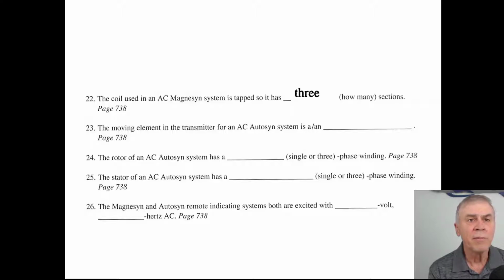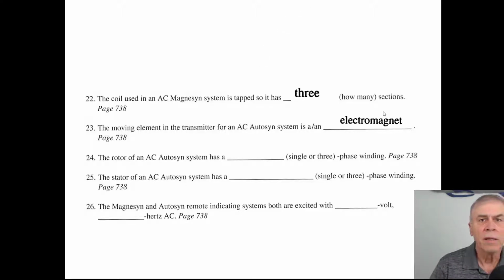All right, the moving element in the transmitter for the Autosyn system. Okay, the Autosyn, we saw that the rotor was actually an electromagnet. Now the rotor is usually the part that's moving, though. So I'm going to say that it's the rotor, or it's an electromagnet.